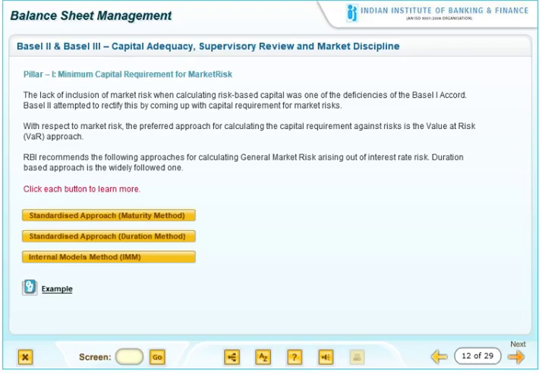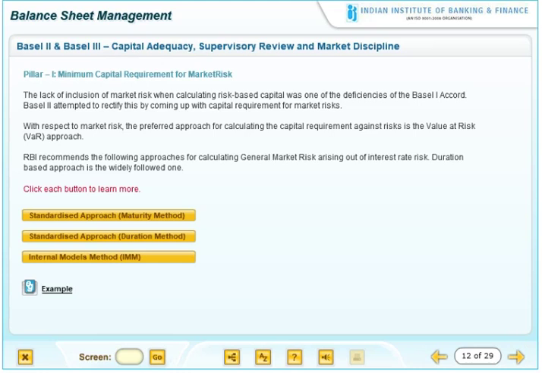The lack of inclusion of market risk when calculating risk-based capital was one of the deficiencies of the Basel I Accord. Basel II attempted to rectify this by coming up with capital requirement for market risks. With respect to market risk, the preferred approach for calculating the capital requirement against risks is the value at risk or the VAR approach. RBI recommends the following approaches for calculating general market risk arising out of interest rate risk.